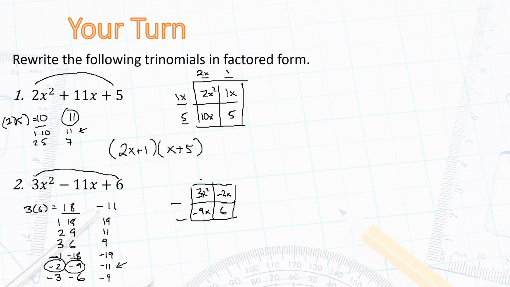All right, finish off our rows and columns. 3x squared is 1x times, actually we need the 3 up top, so I'm going to do 1x down here. Let's put 3 up top. So 1x times blank is minus 2x, that'll be minus 2. 3x times blank is minus 9x, that's minus 3. So my factors are 3x minus 2 and x minus 3. How'd it go?